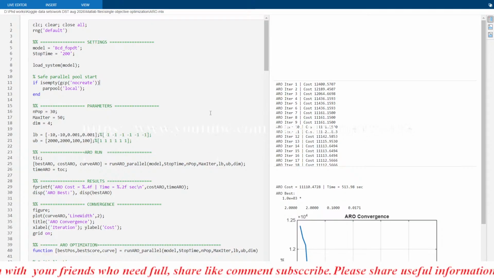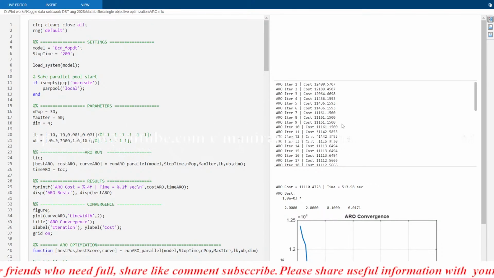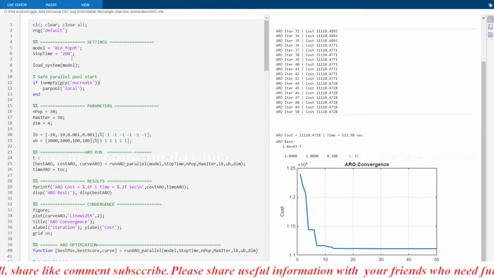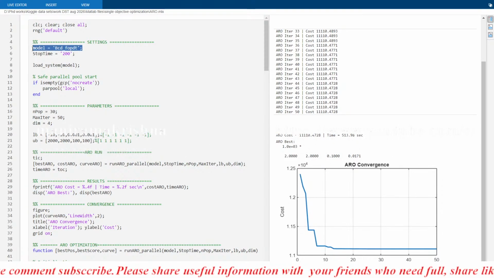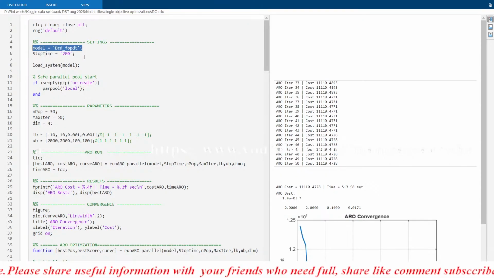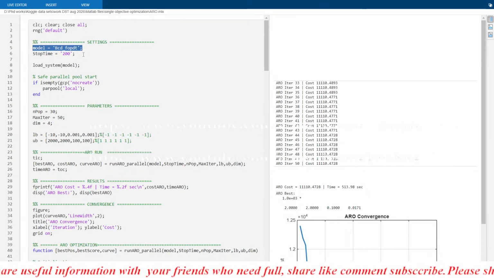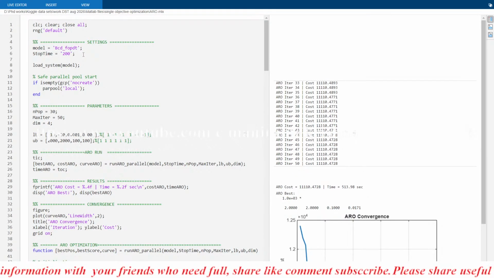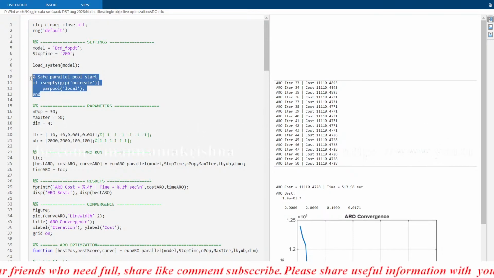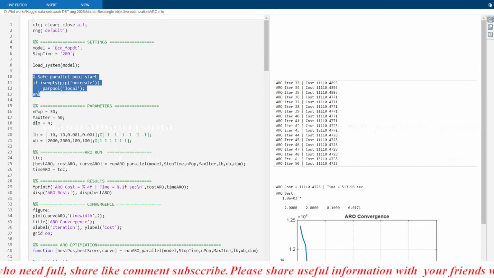Okay, so ARO is nothing but artificial rabbit optimization. Okay, here is what I have given. Here is the model name. Whatever the file name is, that is the file name we have given. Next, this is the stop time. Okay, how much simulation time is required. And this one is the parallel. Okay, so parallel running we need to get.